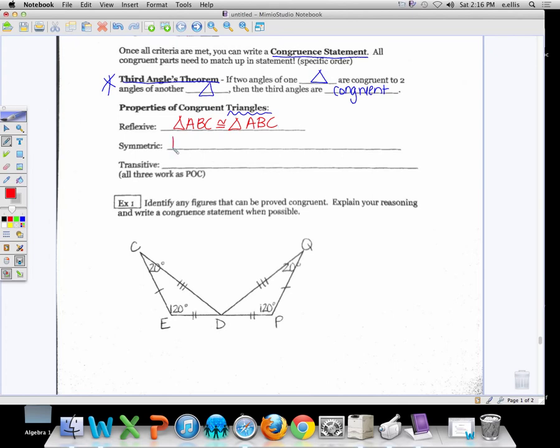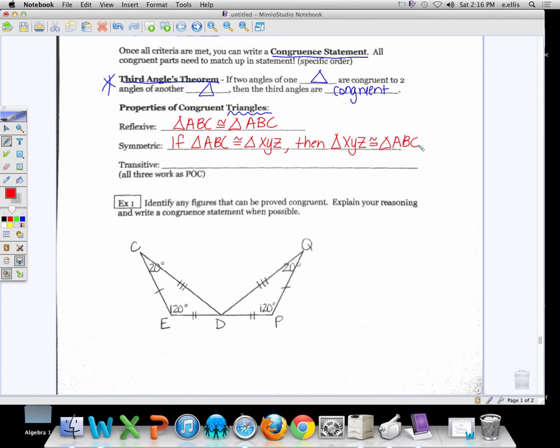Symmetric, if I have, let's say, triangle ABC congruent to triangle XYZ, then by the symmetric property, flip the 2 triangles around. Triangle XYZ first would be congruent to triangle ABC in that second and last position.